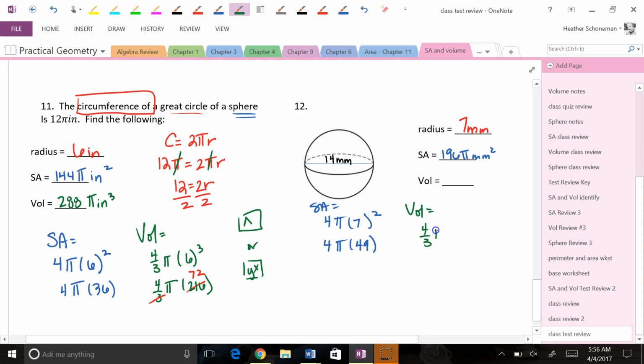Volume is 4/3 pi times the radius cubed. Okay, put that in the calculator. 7 cubed is 343. Now we check. If 3 goes into the radius, then 3 will go into the radius cubed. 3 is not going into 7, so that's not going to simplify. So think of these all over 1, multiply straight across the top. 4 times pi times 343 is 1372 pi all over 3 times 1 times 1 is 3, and it's millimeters cubed.